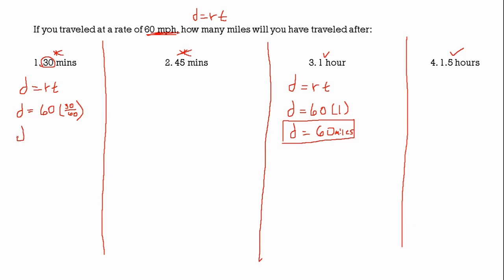So typically you want to convert these fractions to decimals, which will make the math easier. So this would be 60 times 30 over 60, which is 1/2, which we can represent as 0.5. Okay, now we'll just work out 60 times 0.5, and I'll do that off to the side here.